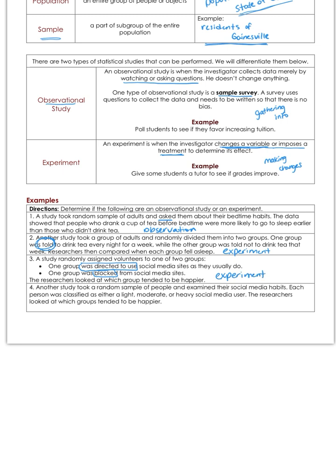And then finally, another study took a random sample of people and examined their social media habits. Each person was classified as either a light, moderate, or heavy social media user. The researchers looked at which groups tend to be happier. This time we're just gathering data. Even though we're putting people into groups, we are not changing their behavior in any way. We're just classifying them. So that would be an observation.